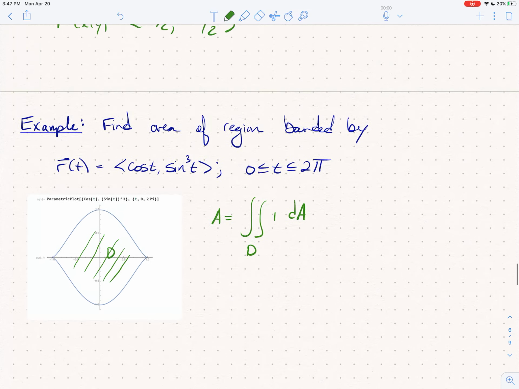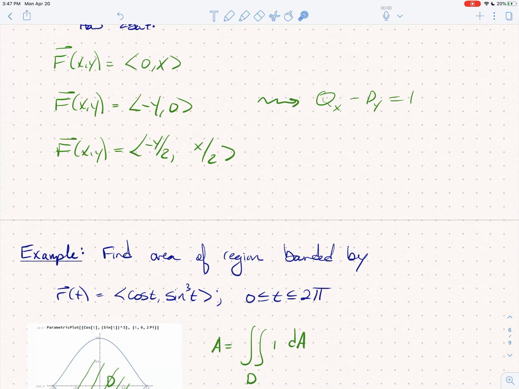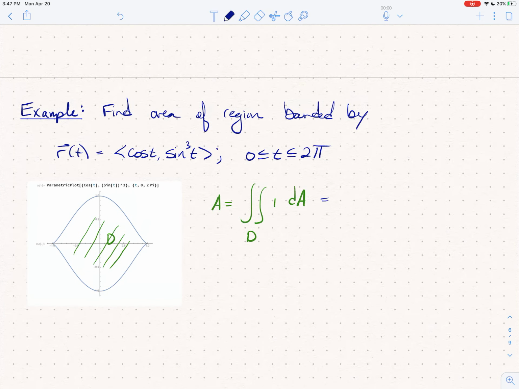And this is the part that people don't like, is you actually have to make a choice. There's lots of choices that you can pick for your function. I'm just going to use this one. Let's just use the very first one. So we're going to say, well, look, this is the same thing as the integral along C of F dot dr with F equal to ⟨0, x⟩.